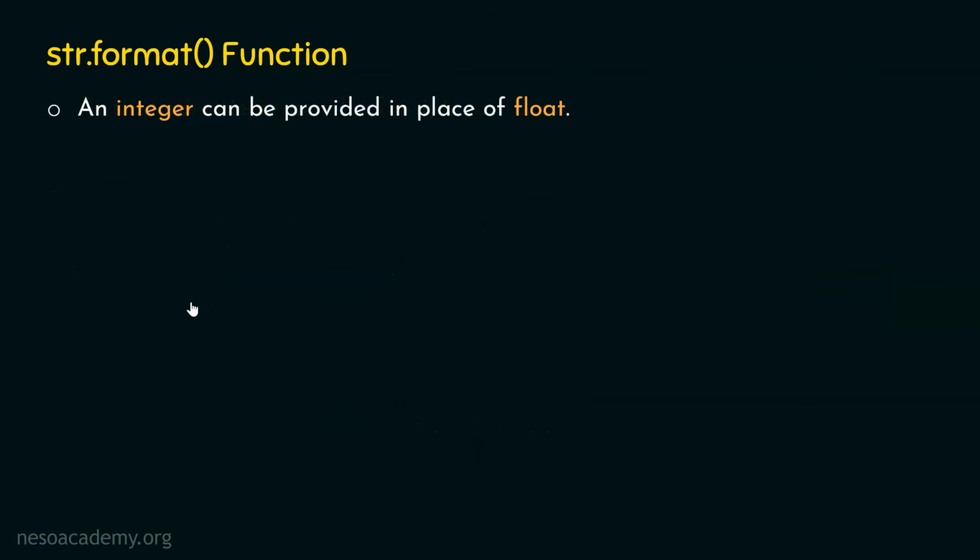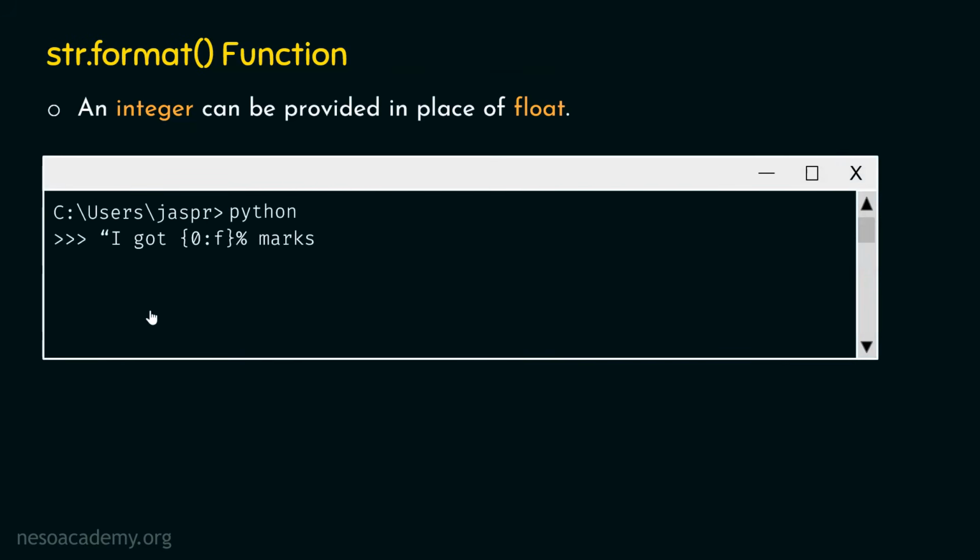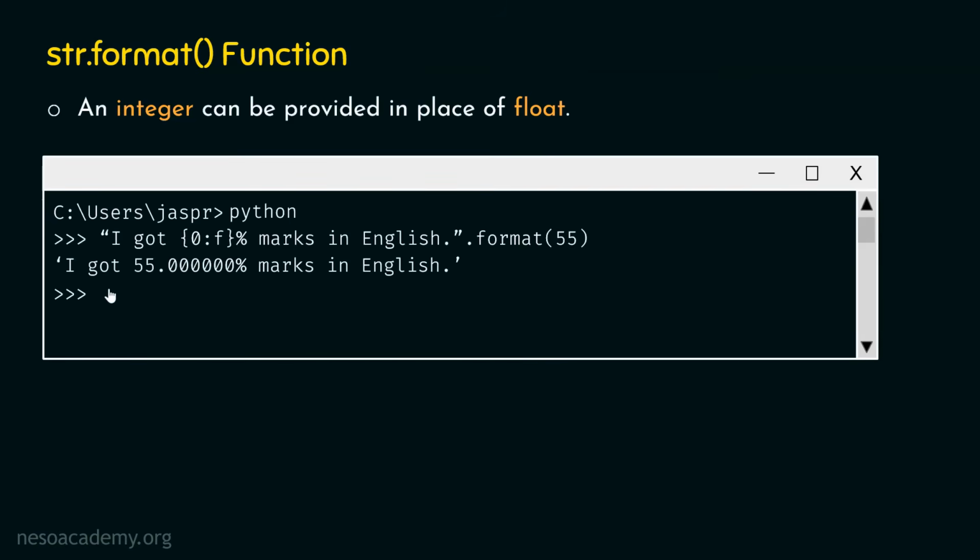Now what happens if you provide an integer? An integer can be provided in place of float. It is perfectly allowed. Let's again type the same string, and then after the string we need to type dot format 55. Within these round brackets we need to pass 55. Now if we hit enter, we will get I got 55.000000 percentage marks in English.